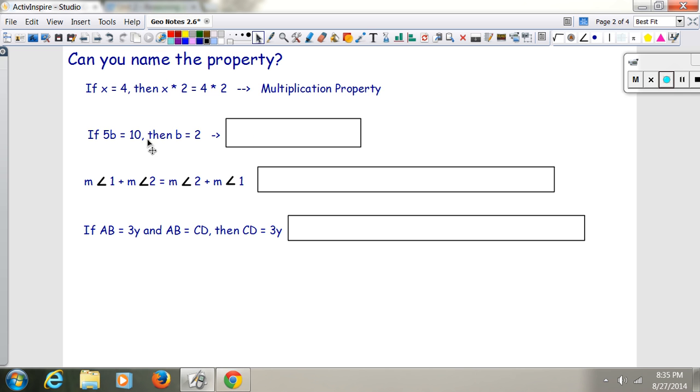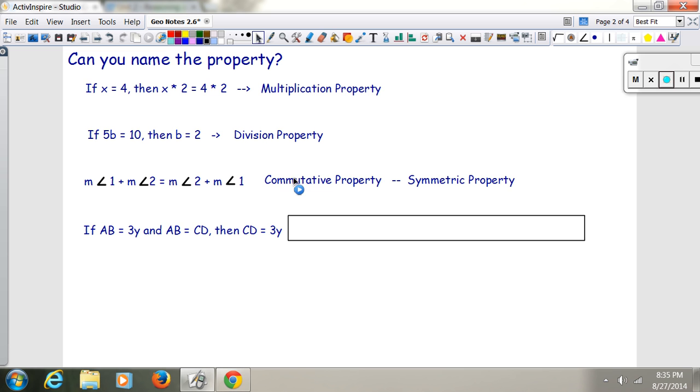Hopefully for number 2, you put division property because you divided both sides by 5 to get b equals 2. We divided on both sides. Second one, or the third one, I mean, hopefully you put either commutative property or symmetrical. Both of them would work. Commutative property is when you move them around, so that's what you did. 1 plus 2 became 2 plus 1.